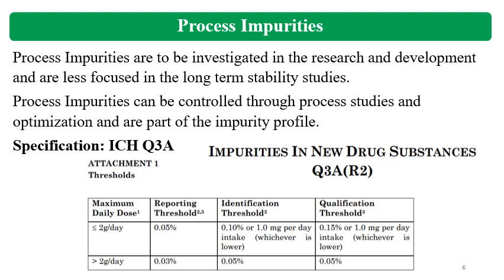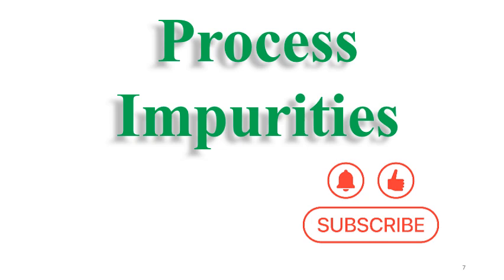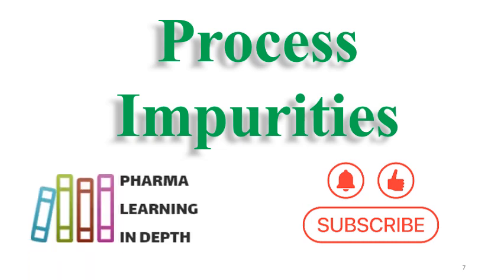If the maximum daily dose of the API is above 2 gram, then reporting threshold will be 0.03%, identification threshold will be 0.05%, and qualification threshold will be 0.05%. So these are the specification requirements or specification criteria for process related impurities. Generally, the impurity related questions are asked in the interviews, and being a pharma professional, we should know about these process related impurities.